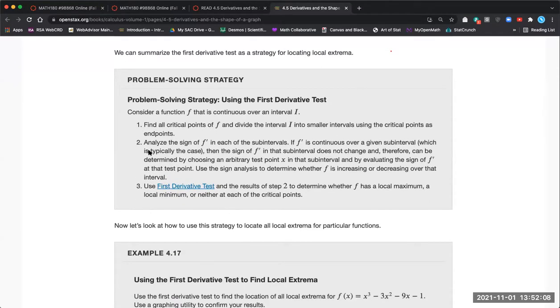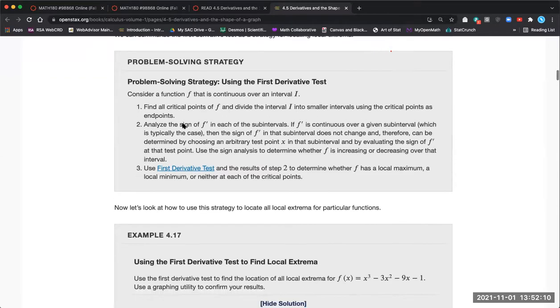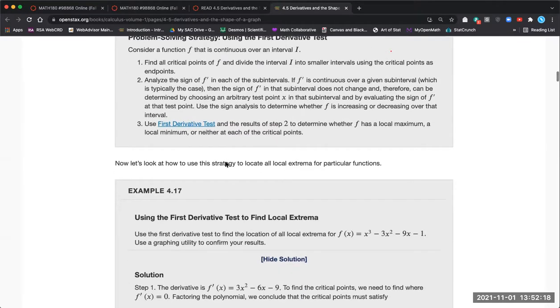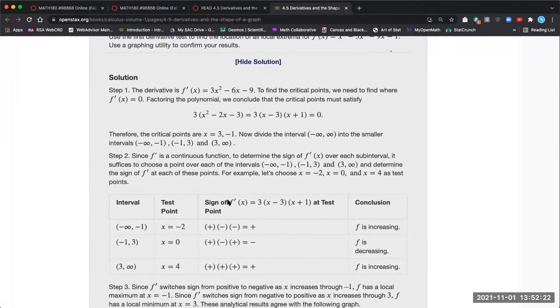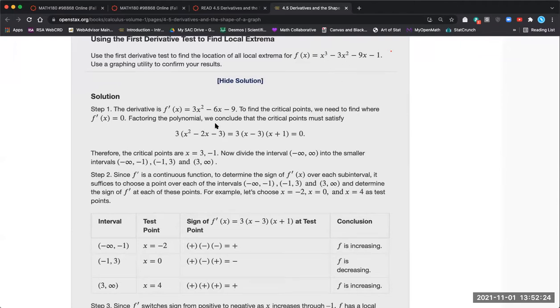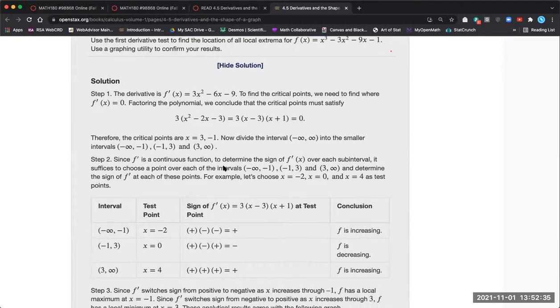You're going to follow this problem solving strategy, and it's always about finding the critical points, right, where the derivative is equal to 0 or undefined. And then you want to analyze around that, and we'll see that in a solution here. So here's an example where we found the critical points. Then you'll end up having to do some algebra to find those critical values over some interval. Now this is a polynomial, so the domain is negative infinity to positive infinity.